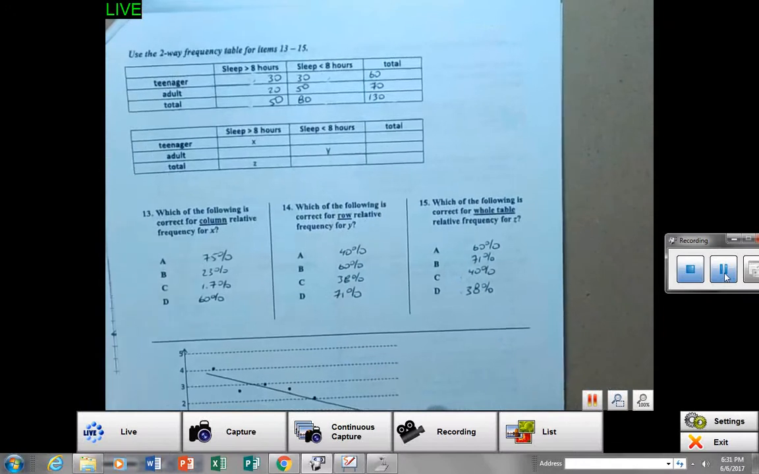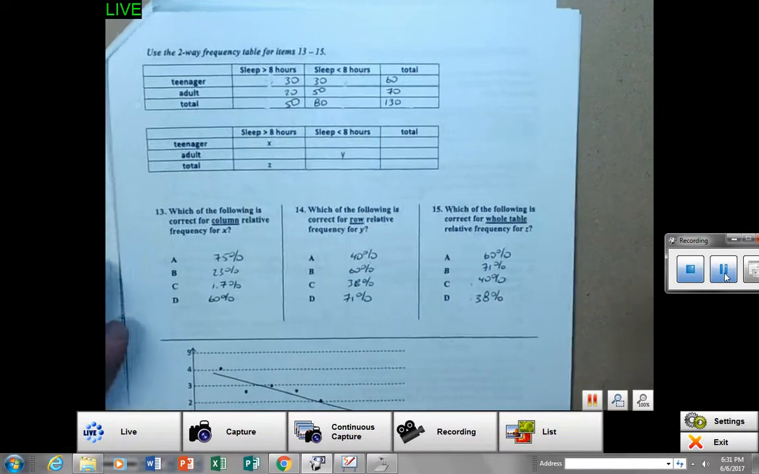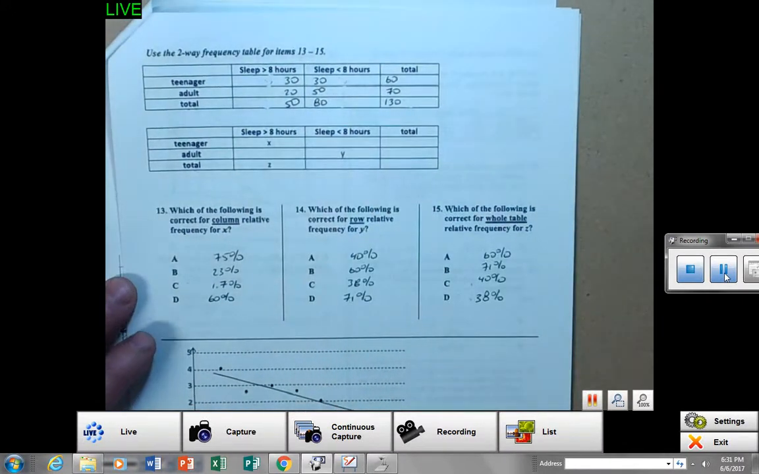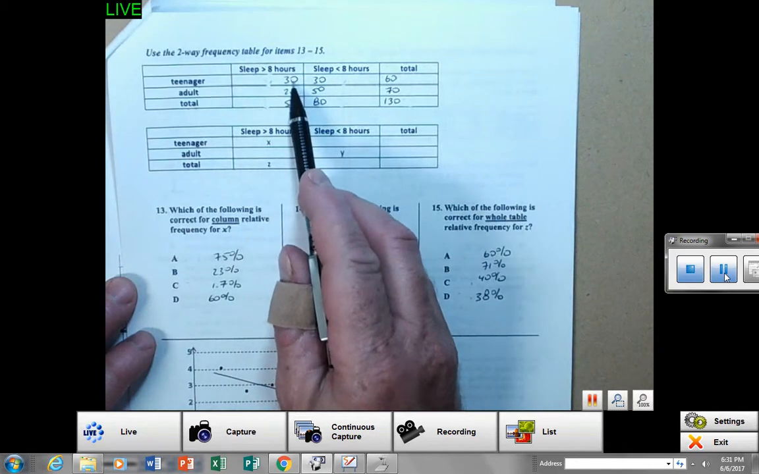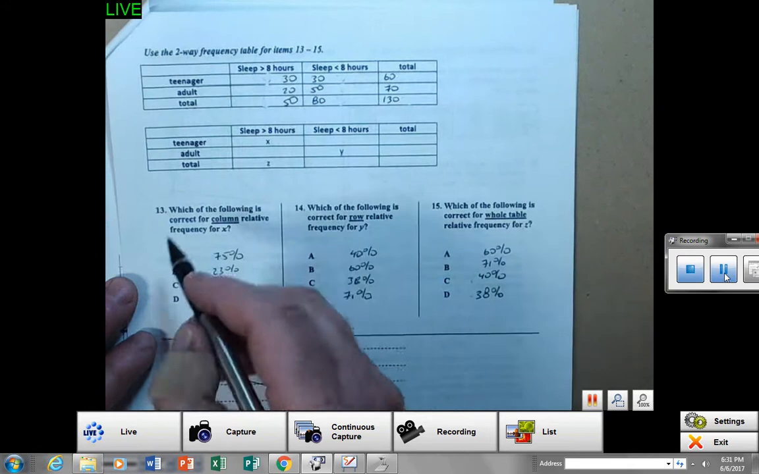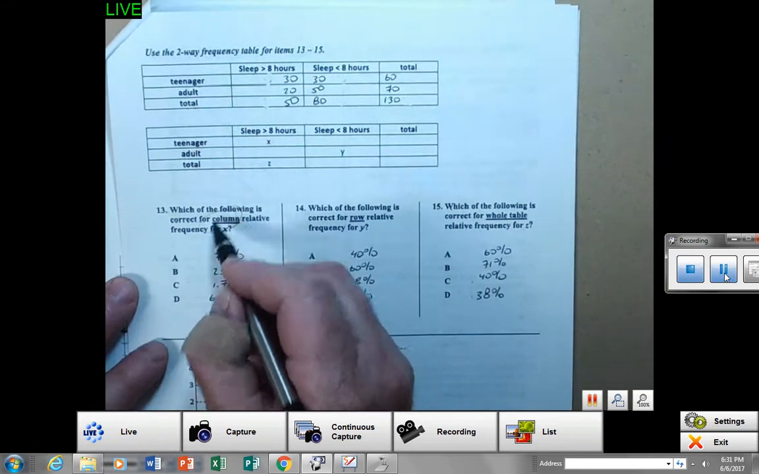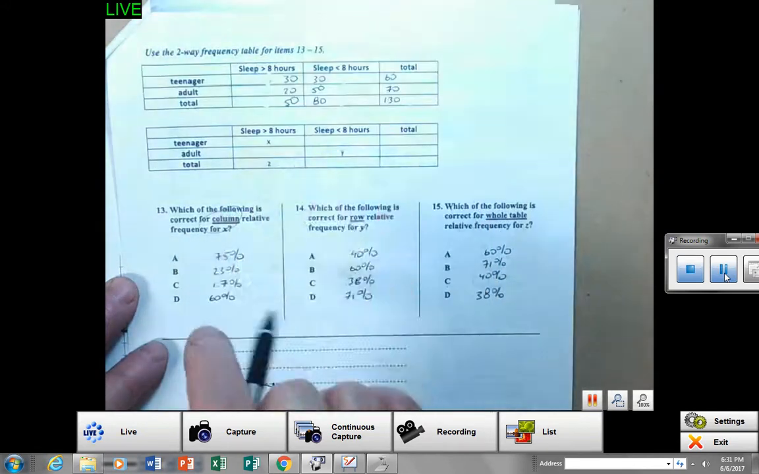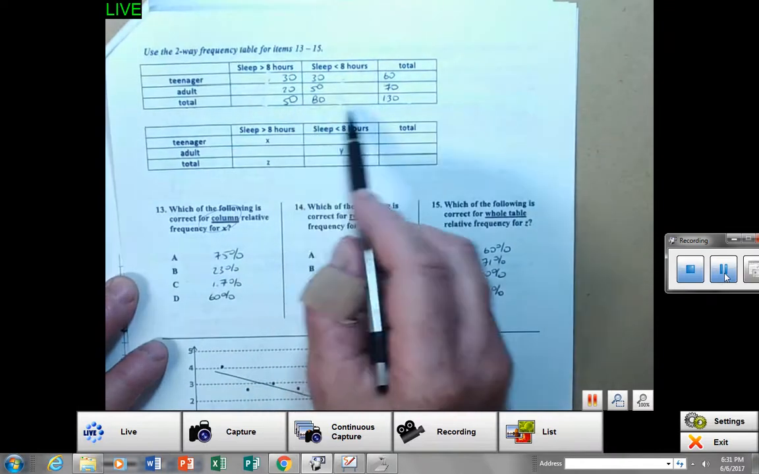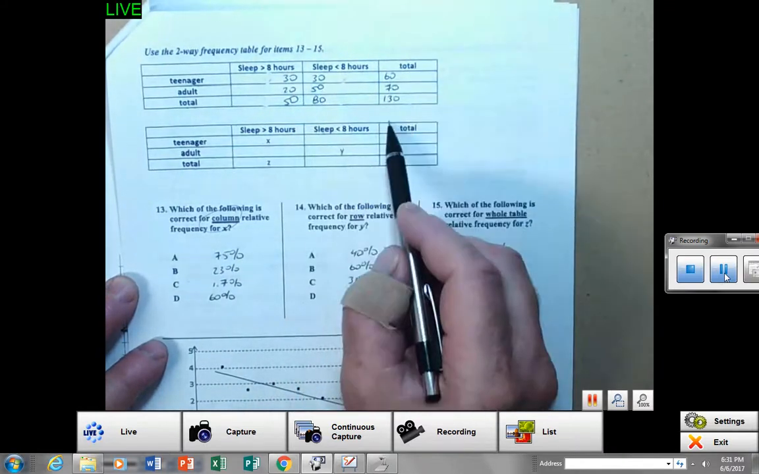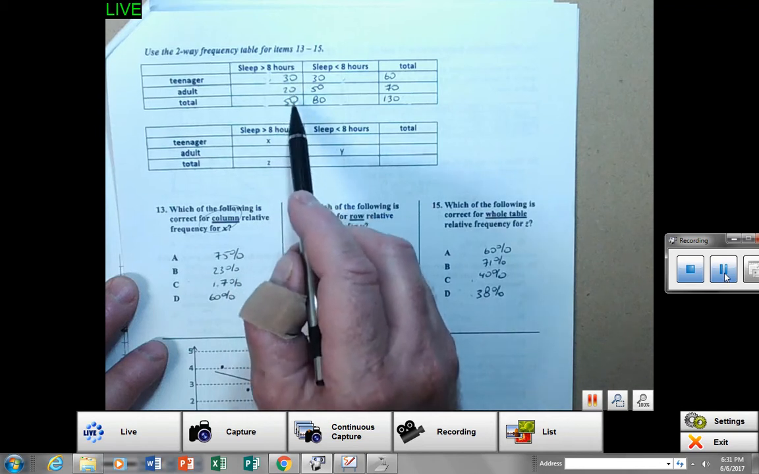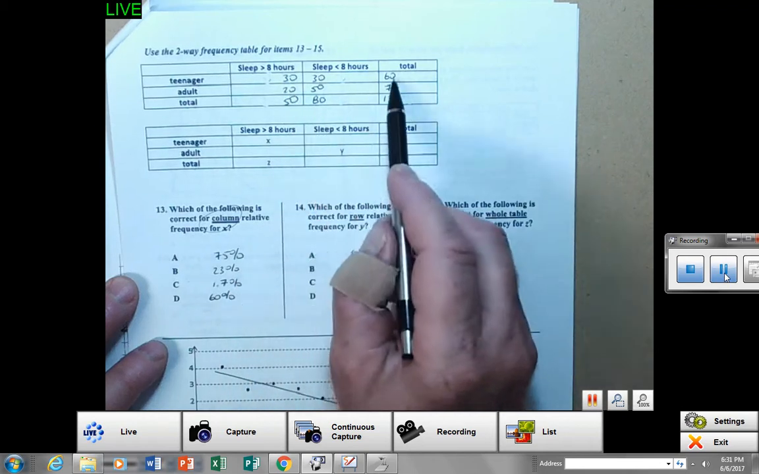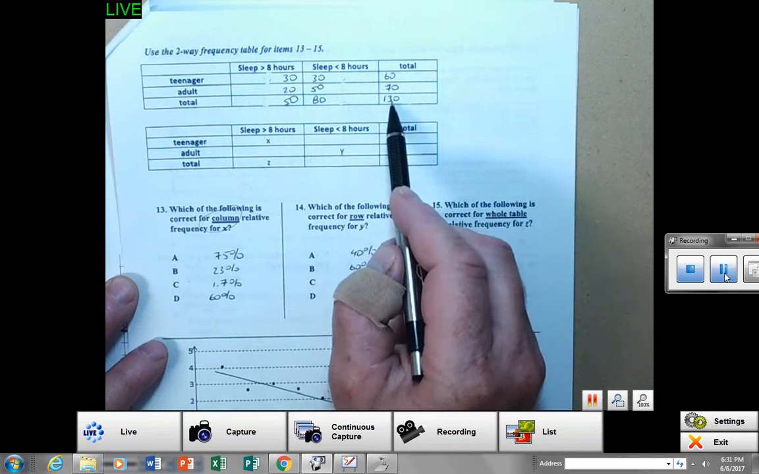For this two-way table, first, it is filled out for you. This X means this is the spot on the table. That's the number they're wanting you to do. For number 13, relative column frequency means I'm comparing to my column totals. These are my columns. So relative frequency for my column is 30 divided by 50, 20 divided by 50, 30 divided by 80, 60 divided by 130, 70 divided by 130. All the numbers divided by the column totals.